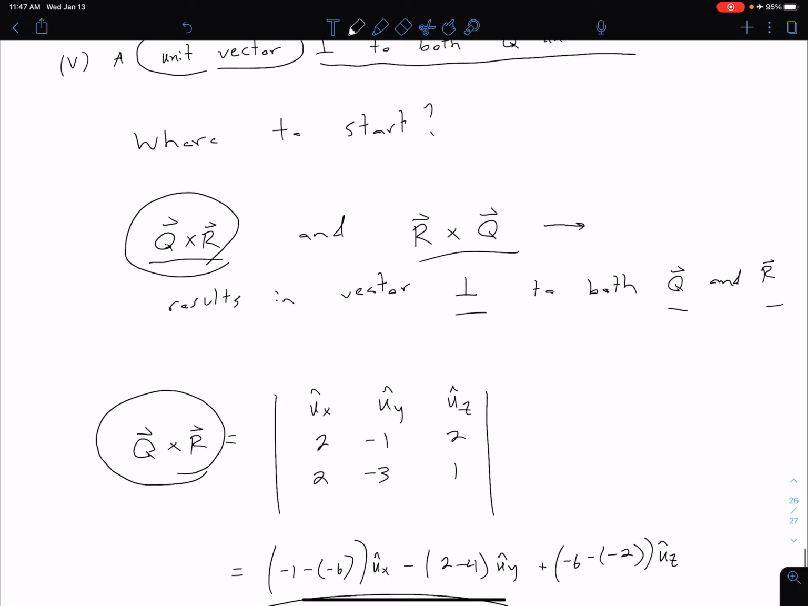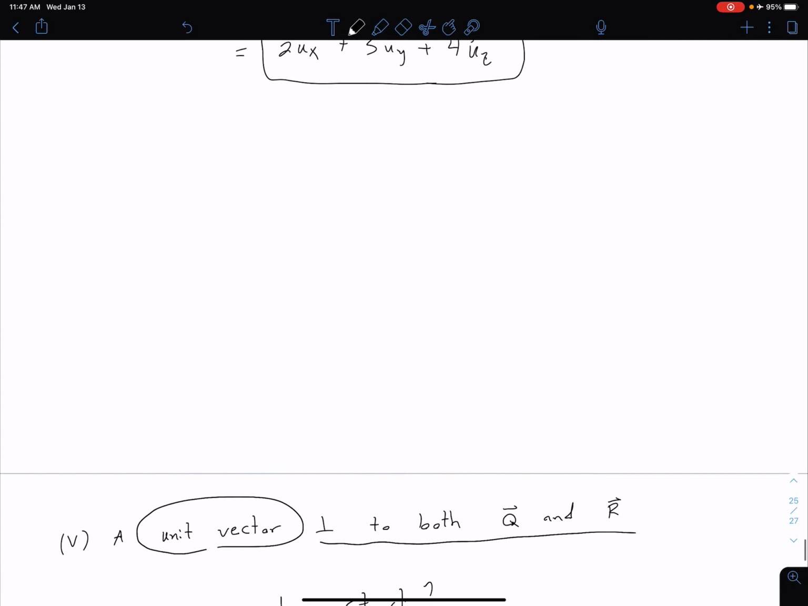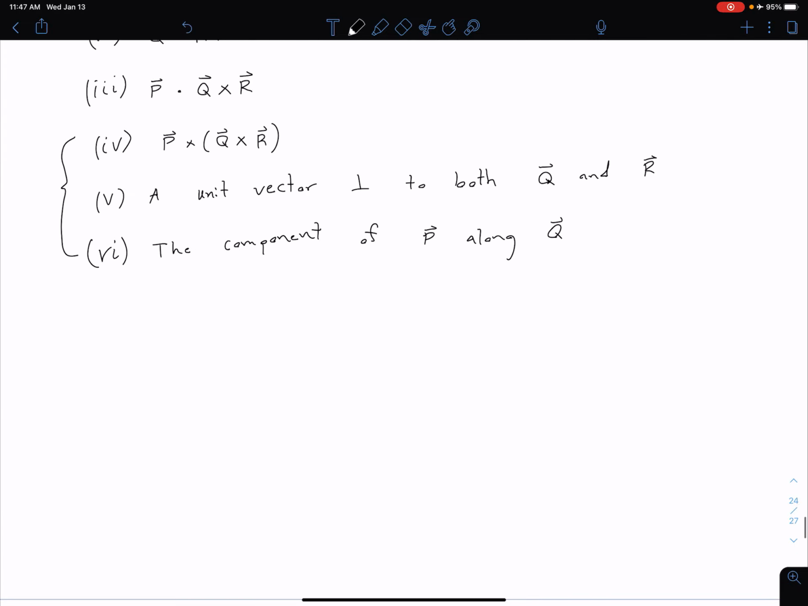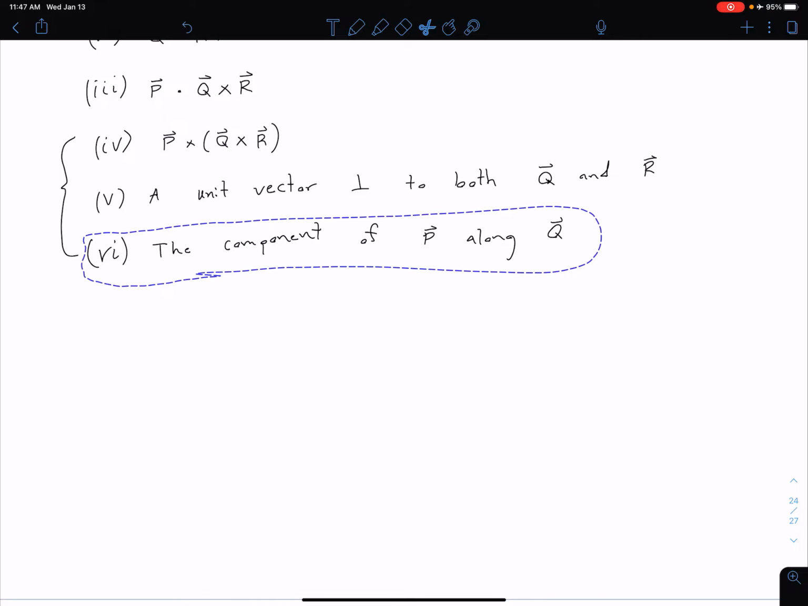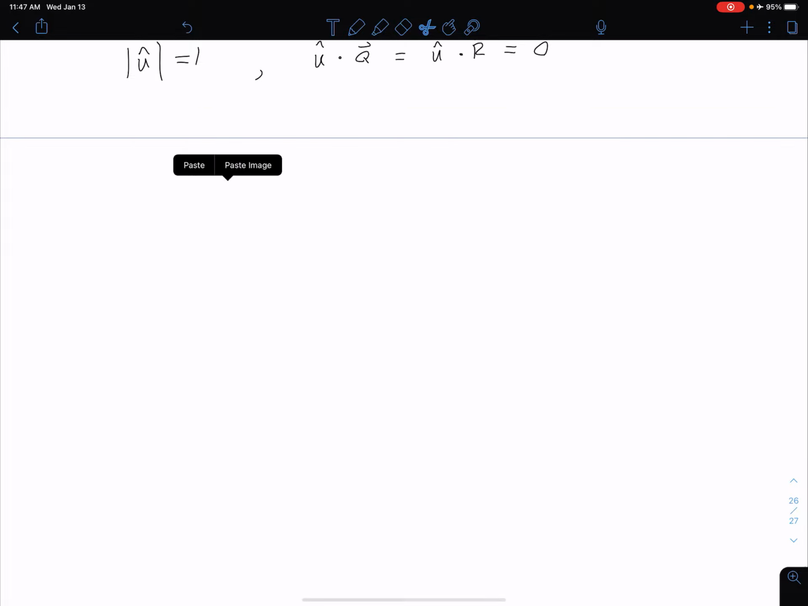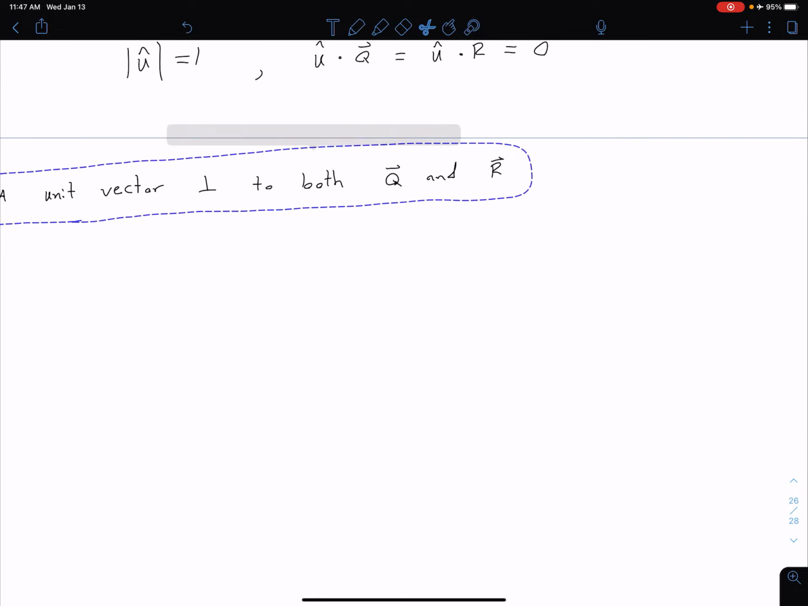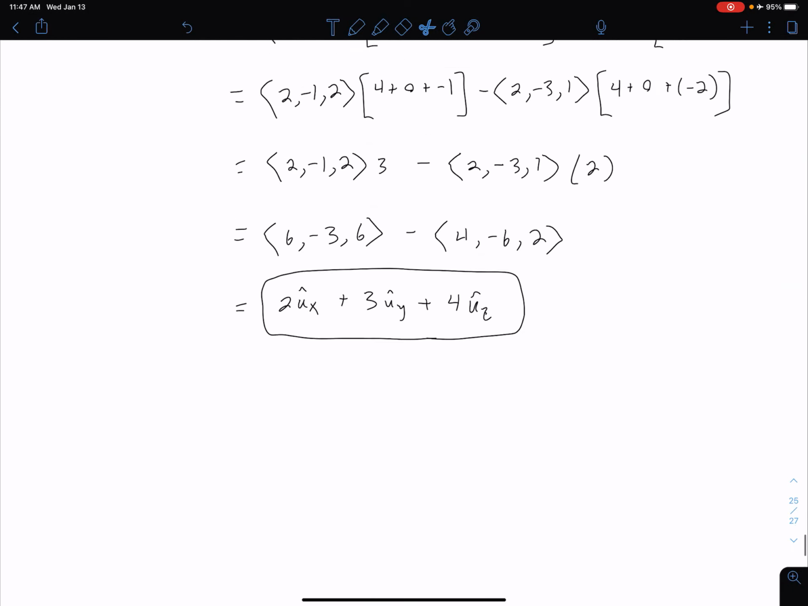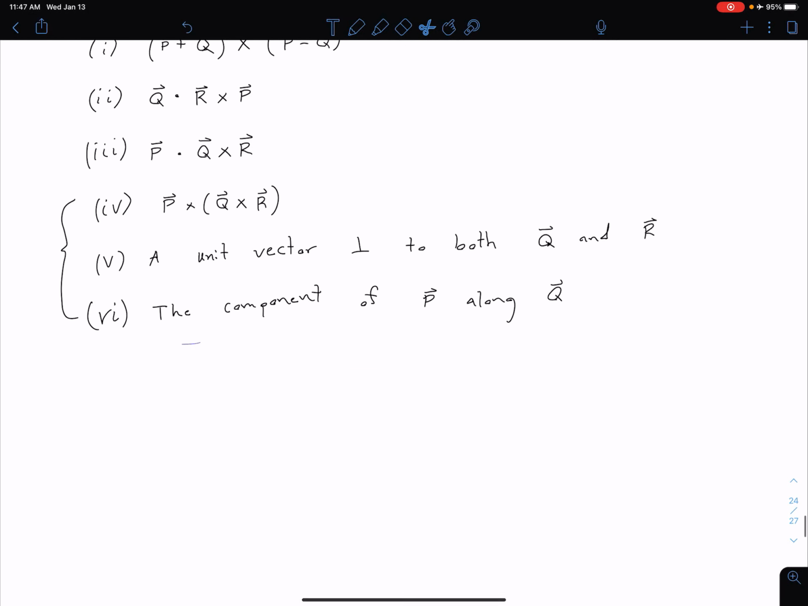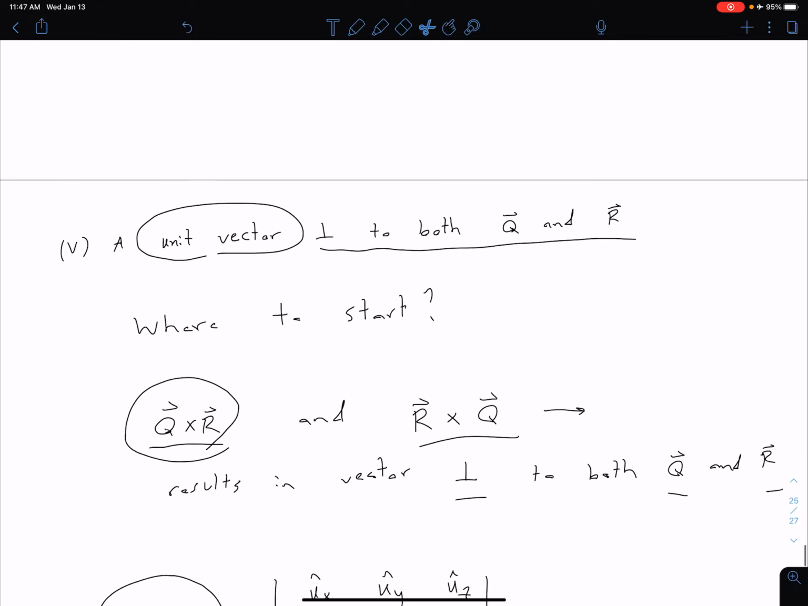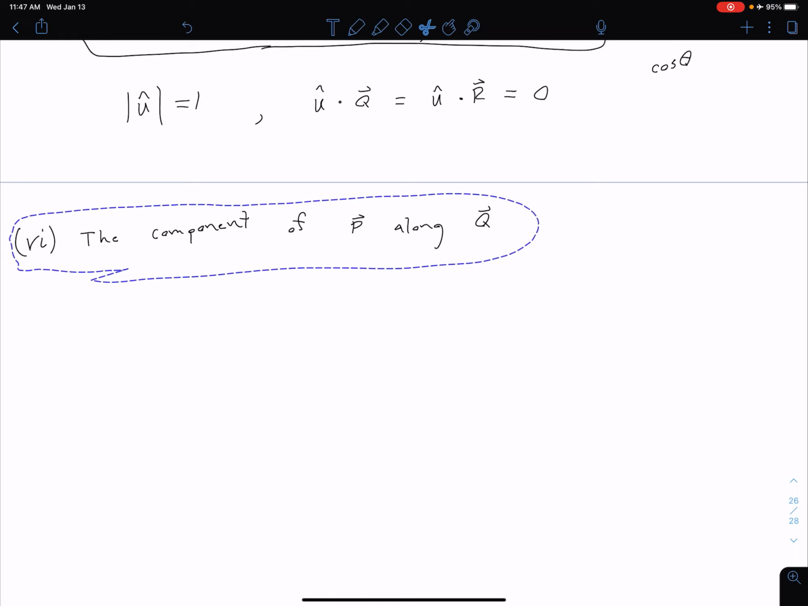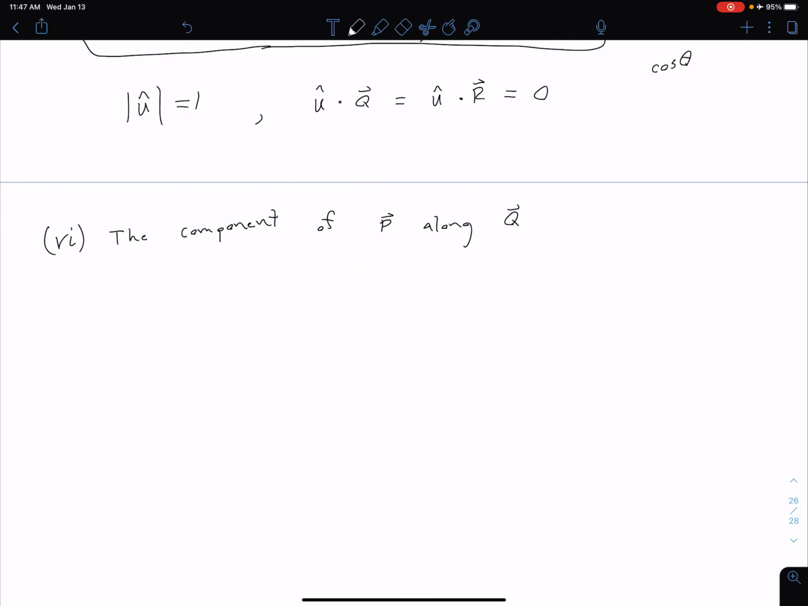Okay, one more part to go here. So for part 6, let's come all the way back up here and bring this down. So we want the component of P along Q. So we're dealing with a projection here. Okay, so let's come down to a new page. All right, so it looks like I didn't quite copy that. So let me try one more time here. All right, so we want the component of P along Q. Okay, and again, we're dealing with projection.